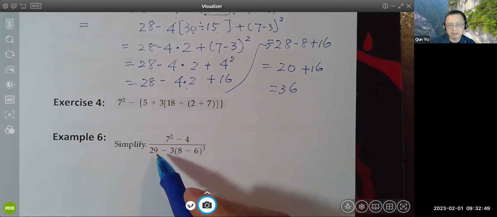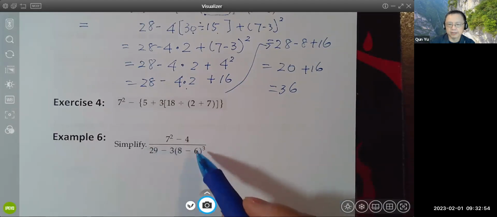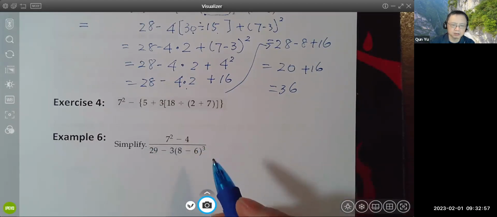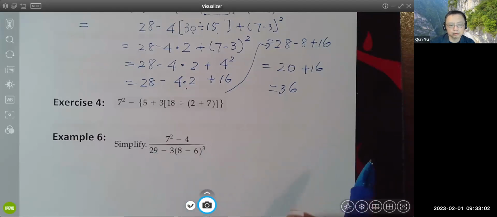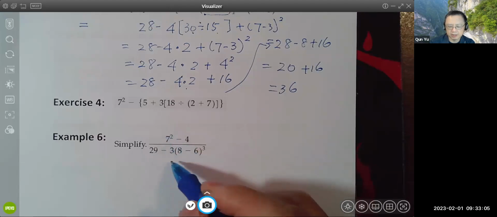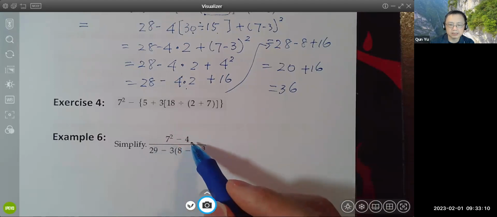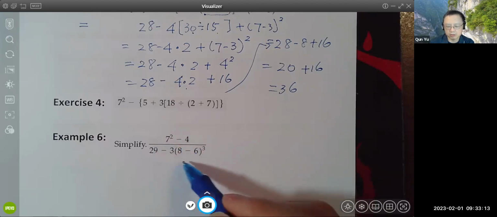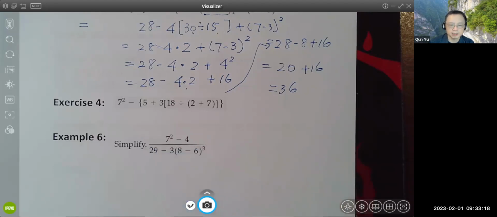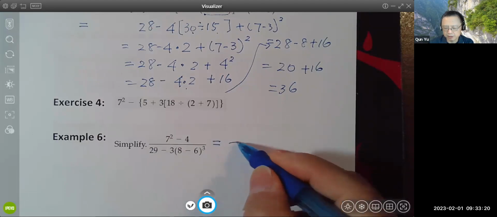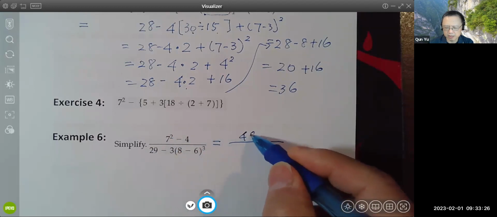This one basically is a big fraction. That's all it is. And this bar is called a fraction bar, which is also called a division bar. So we are going to do division, but division is between two numbers, one on the top and one on the bottom, which means we need to do all of the operations on top to get a single number, and also all of the operations on the bottom to get a single number before we do the division. So let's do that. On the top, we have a square. We do the square first. That is 49.